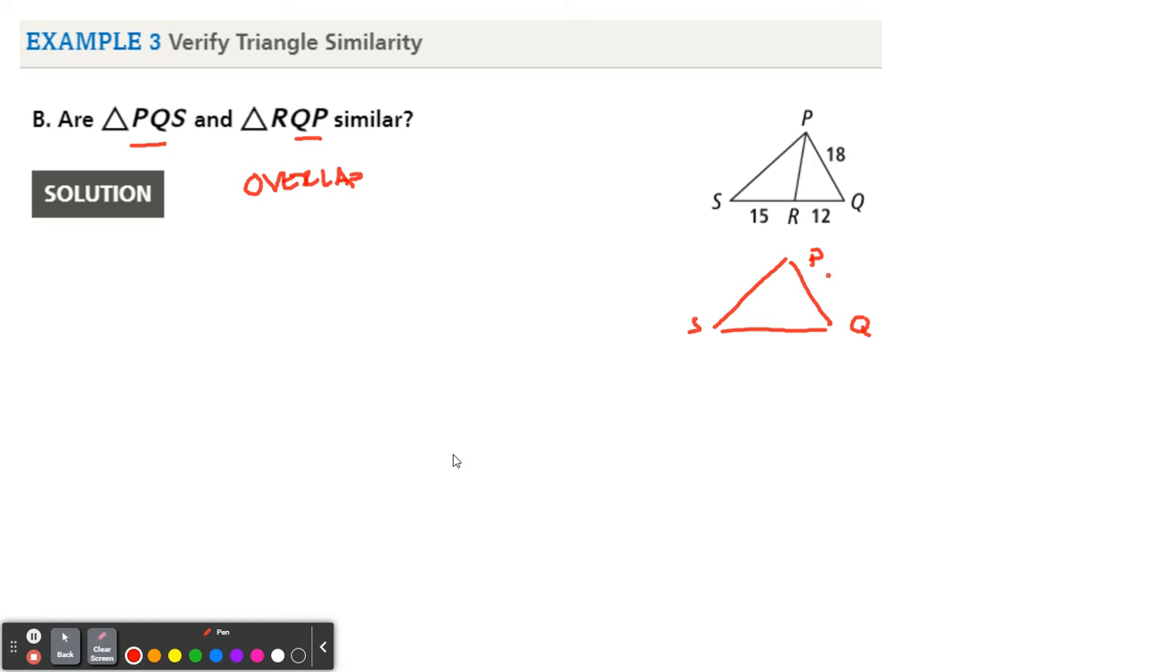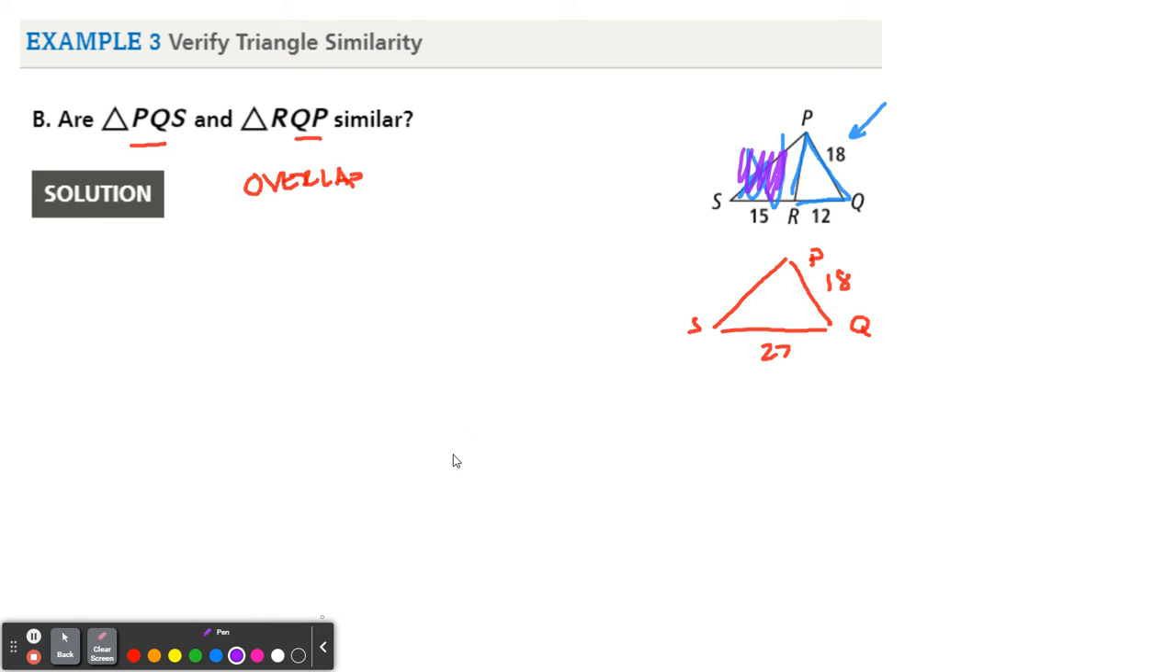So in PQS, you have this is 18, and SQ would be the 15 plus 12. That would be a length of 27. Okay? And then up here, we want to compare it to triangle RQP. So just this triangle here, not this one, just this one right here. So let me actually do that in purple or something. So we don't care about that, right? So we have 8 and 12.